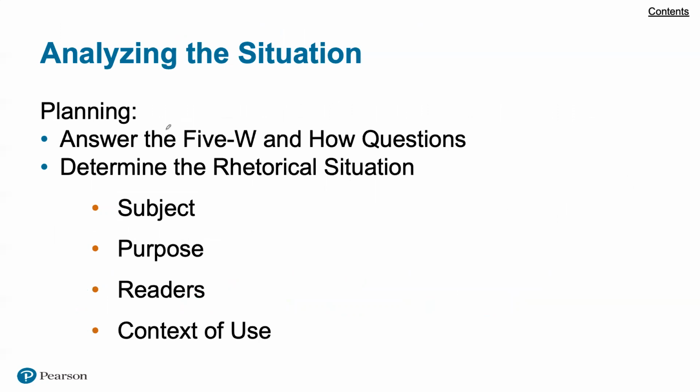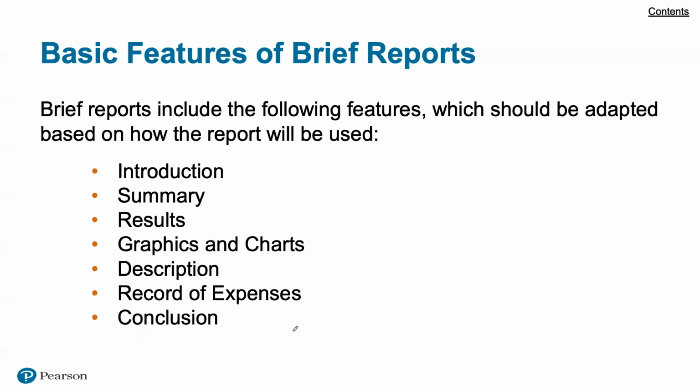And this is part of planning. So you want to answer the 5 W's and how questions. And so here you can just think about the situation. We've shown an example of those 5 questions elsewhere. So you want to determine the rhetorical situation, the subject, the purpose, the readers, and the context of use. All of that is important.